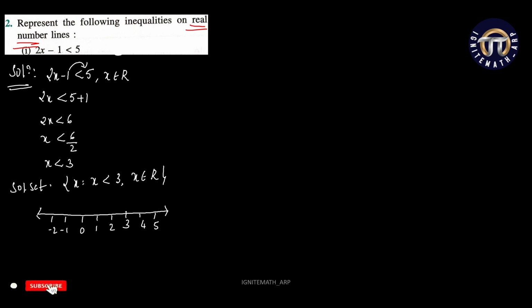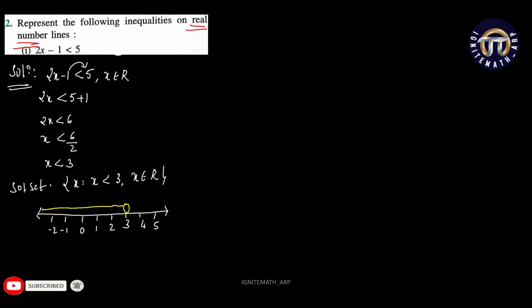Clear? Right. So I will go ahead with the 3. I will draw a circle on 3. Is it smaller than or equal to? No, it is not smaller than or equal to. So I don't darken the circle which is drawn on 3. Right. Smaller than 3 and x belongs to the set of real numbers, so all the numbers on the left side satisfy the given inequality.